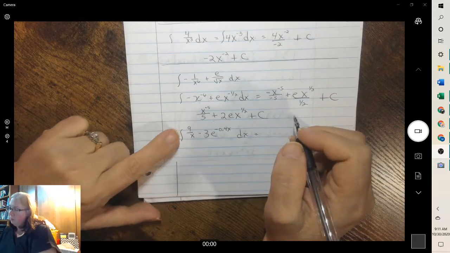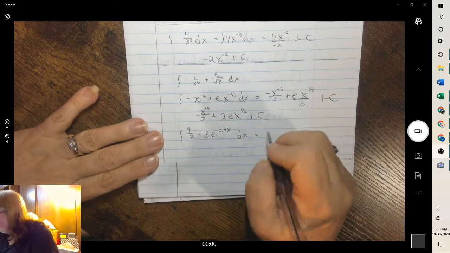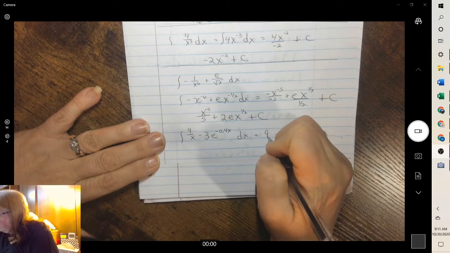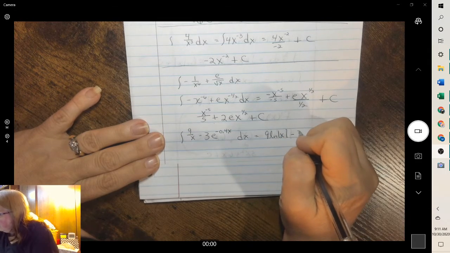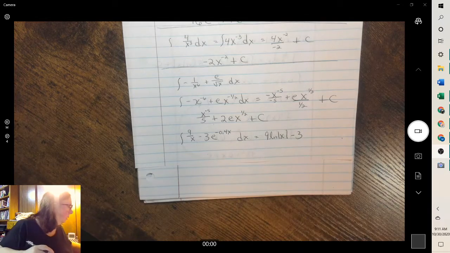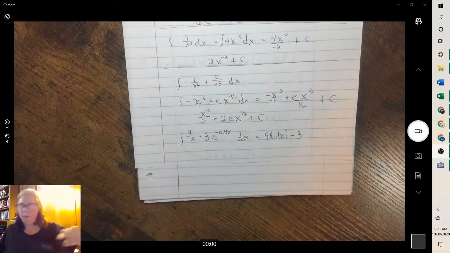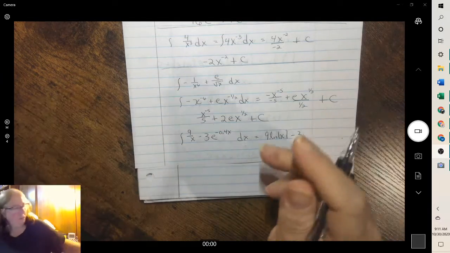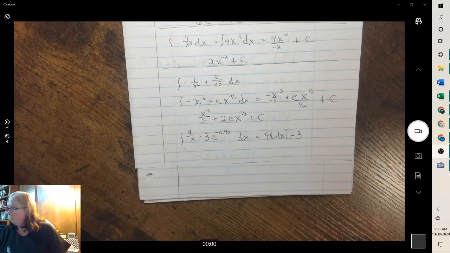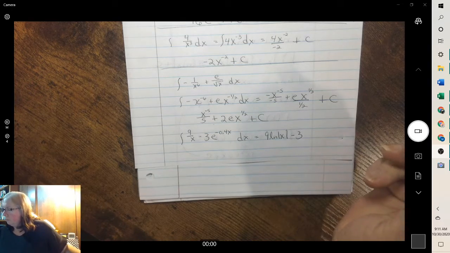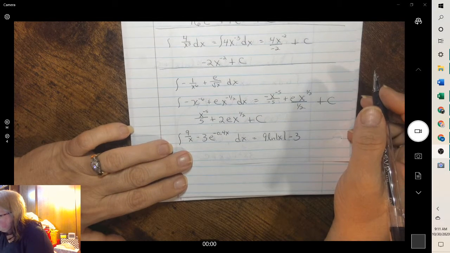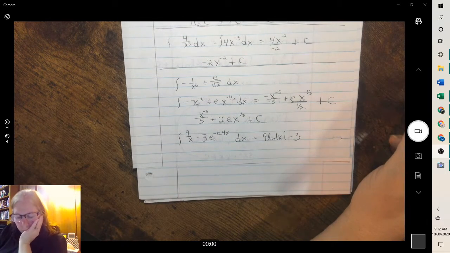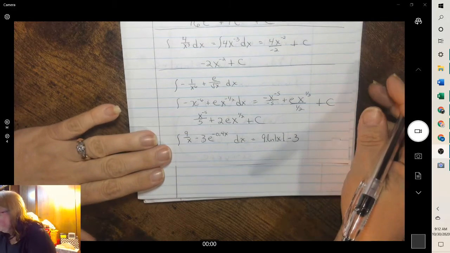This one's a natural log because it's x to the first in the denominator. So it would be 9 natural log of x minus 3. Oh, I hadn't shown you the exponential rule yet.